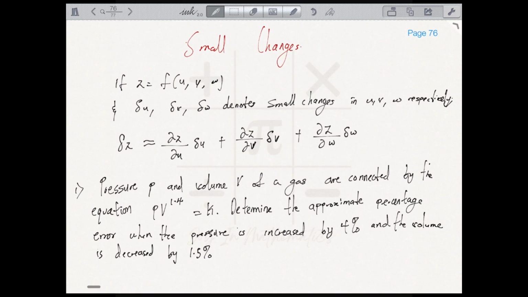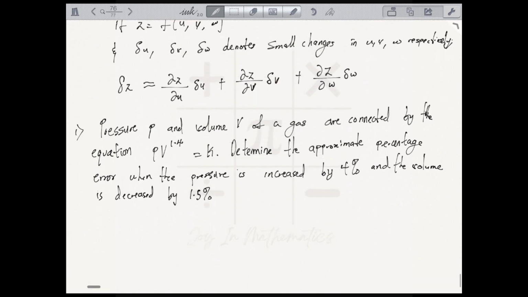And now we have an example to establish understanding in that case. We are given that pressure P and volume V of a gas are connected by the equation PV raised to power 1.4 equals K. Determine the approximate percentage error when the pressure is increased by 4% and the volume is decreased by 1.5%.